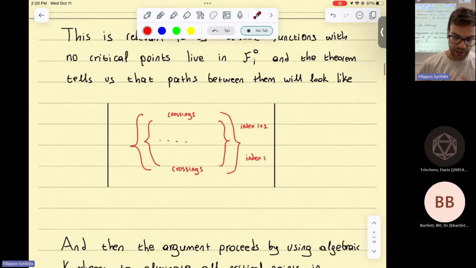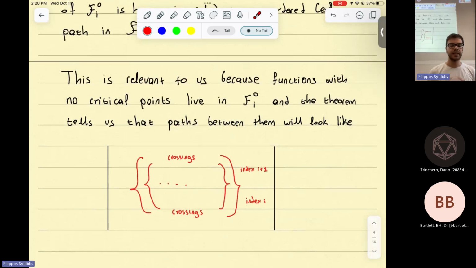And let me just say why this is useful to us. Basically, if this theorem holds true, what it says is that I can always find between any two Morse functions with no critical points, I can always find a Cerf path whose Cerf graphic is going to look like that. I'm going to have basically nested cusps. Here I will have all critical points of index I. Here I will have all critical points of index I plus 1, and I might have some crossings between them.